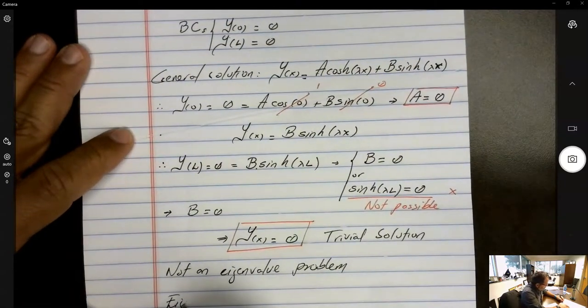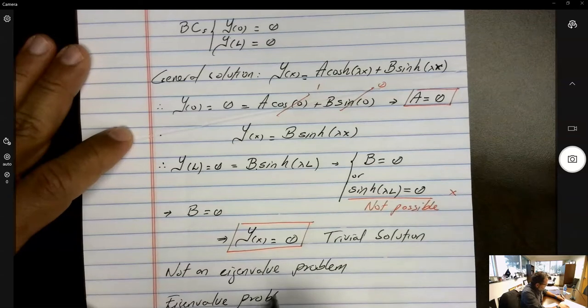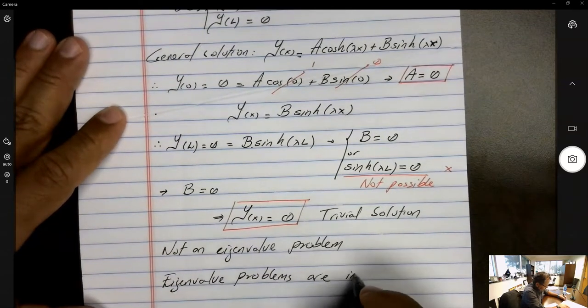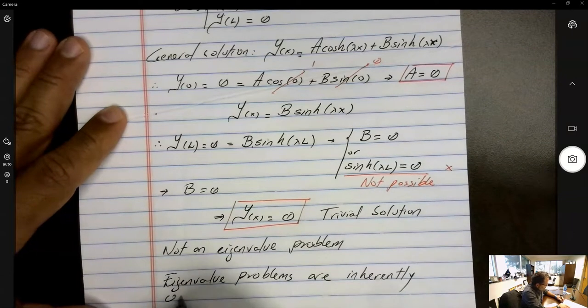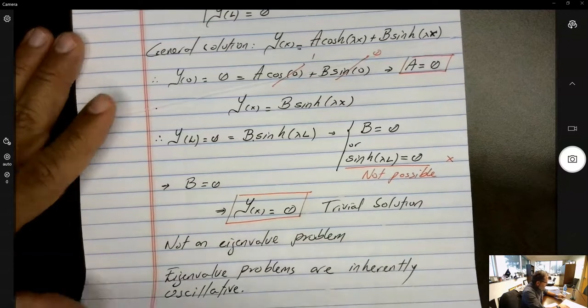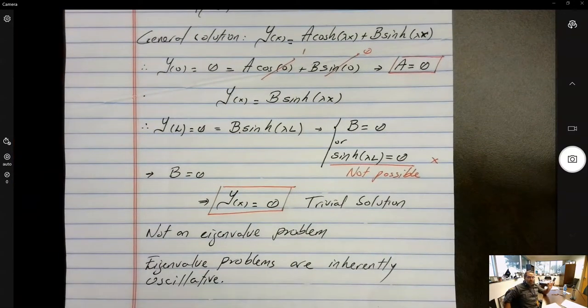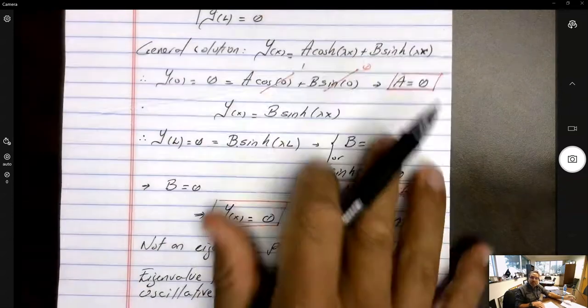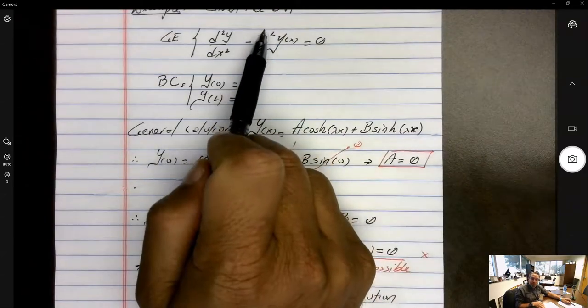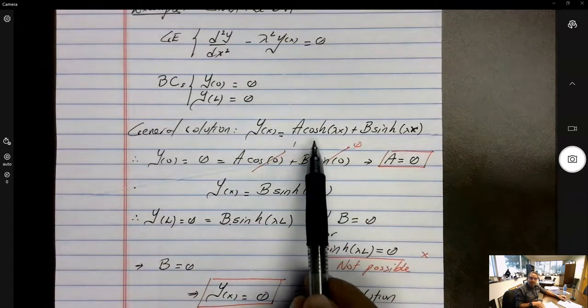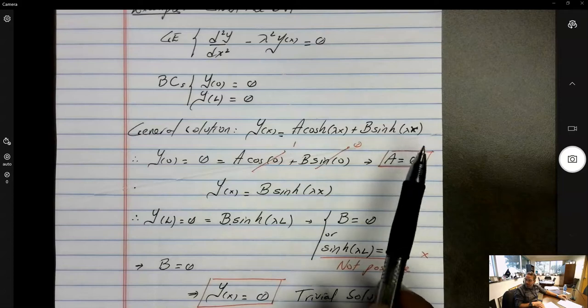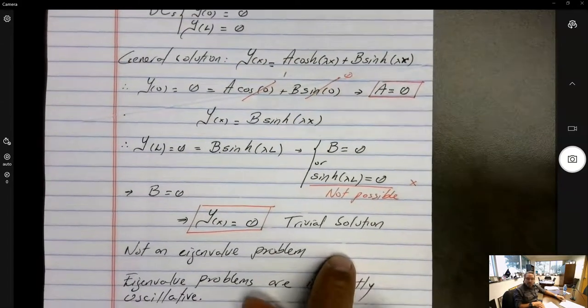So eigenvalue problems are inherently oscillative. In order to come up with a very specific set of solutions that are non-trivial, that are non-zero, which satisfy a homogeneous governing equation and a set of homogeneous boundary conditions, the solution somehow has to oscillate around the x-axis. Otherwise, we cannot come up with it. So having that minus sign in the equation leads to real roots, which will make up exponential solutions, and therefore that would not satisfy what we're looking for.